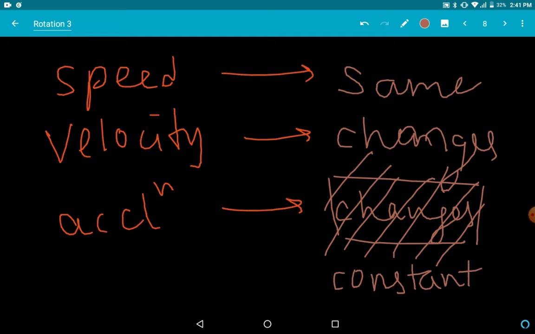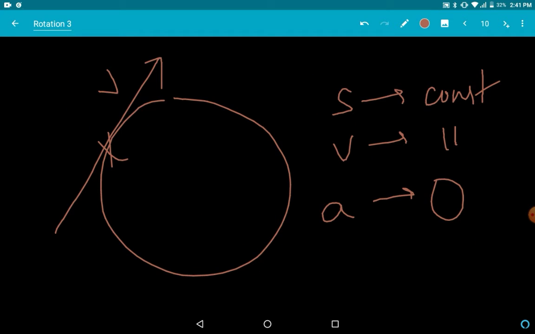Okay, in uniform circular motion, acceleration is constant. In non-uniform circular motion, it is changing. That is not in the syllabus. I'm not going to tell you about that. Now you can see the difference.